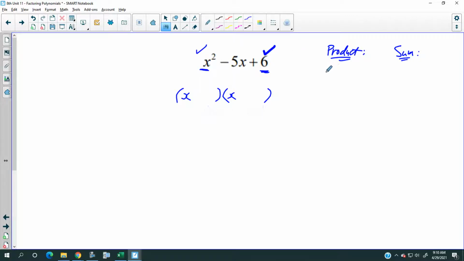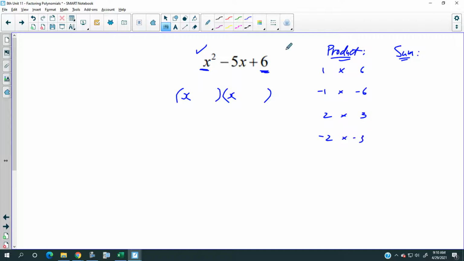Now, there are several factors of 6. So 1 times 6, we could do, let's see, what else? We could do -1 times -6. But we could do 2 and 3, that would give us +6. And we could do -2 times -3.